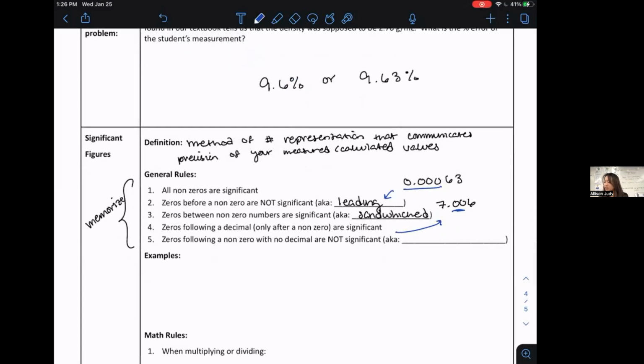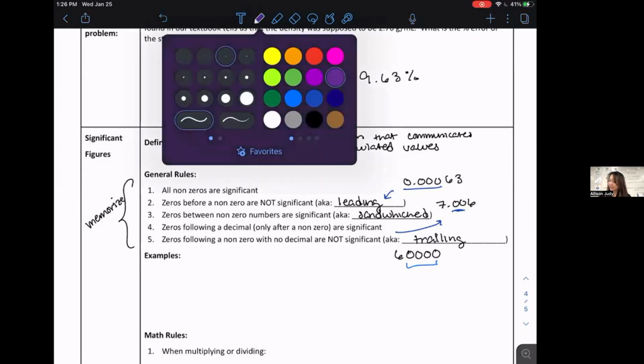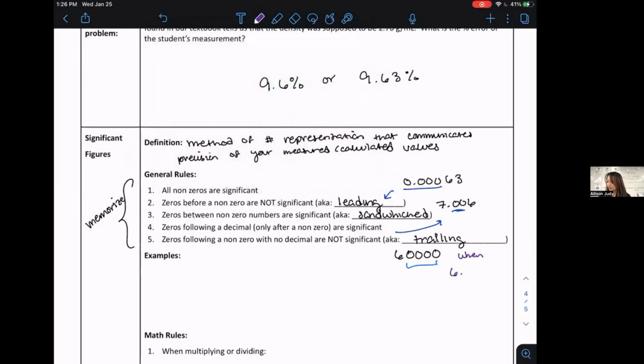Okay, last rule, zeros following a non-zero with no decimal are not significant. We call those trailing zeros, like you're trailing behind, the caboose of the train. Oh, when you go on hikes, I'll be the caboose. Trailing zero. So for example, the number 6,0,0,0,0. These are all trailing zeros. We would consider them insignificant. But that all changes when you add a decimal. Now everything's significant. So this is why it's very important to look at the end of your number, because we would now consider these significant, simply because of that decimal at the end.